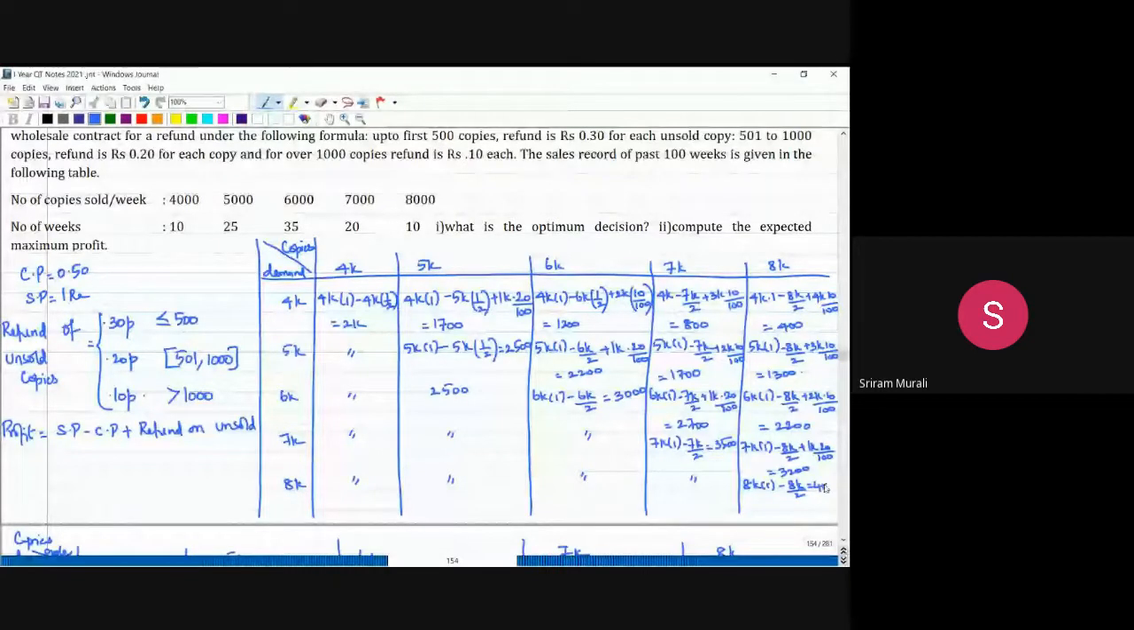So what is the average expected monetary value, EMV? EMV will be, I mean this average 2340, this one 2480, this one 2440, and lastly it will be 1780.